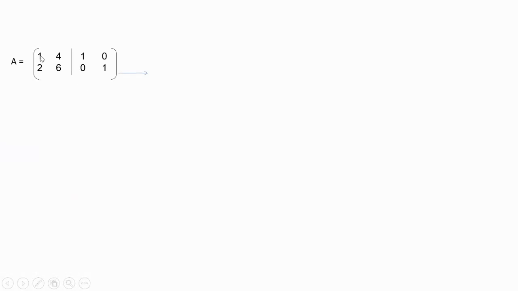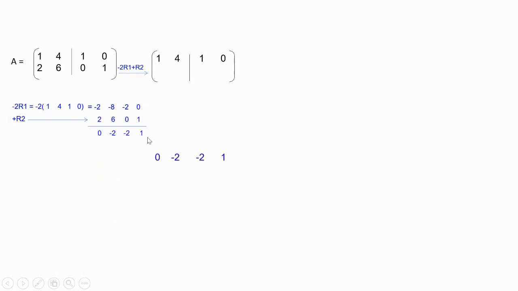Here's the work. This has to be a 0 here. So I'm going to multiply negative 2 times row 1 and add it to row 2. Negative 2 times 1, 4, 1, 0 will give us negative 2, negative 8, negative 2, and 0. I'm applying the same concept as on the slide that explained the Gauss-Jordan elimination method. Then I add it to row 2. Row 2 is 2, 6, 0, 1. After I add it, it gives us 0, negative 2, negative 2, and 1.